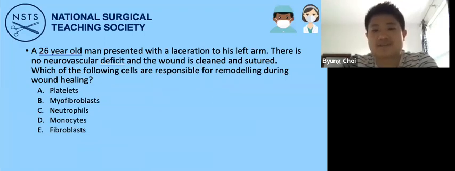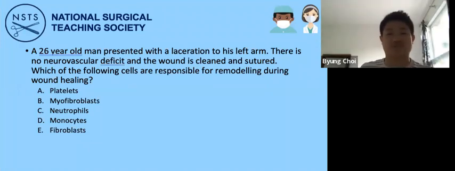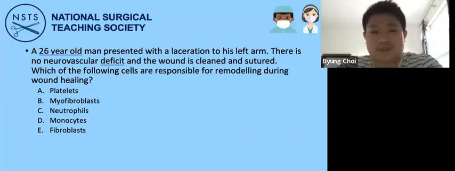So a 26-year-old man presents with a laceration to his left arm. There is no neurovascular deficit, and the wound is cleaned and sutured. Which of the following cells are responsible for remodeling during wound healing? So there are the options there, A to E. And we'll give you about 15 to 20 seconds on this one.